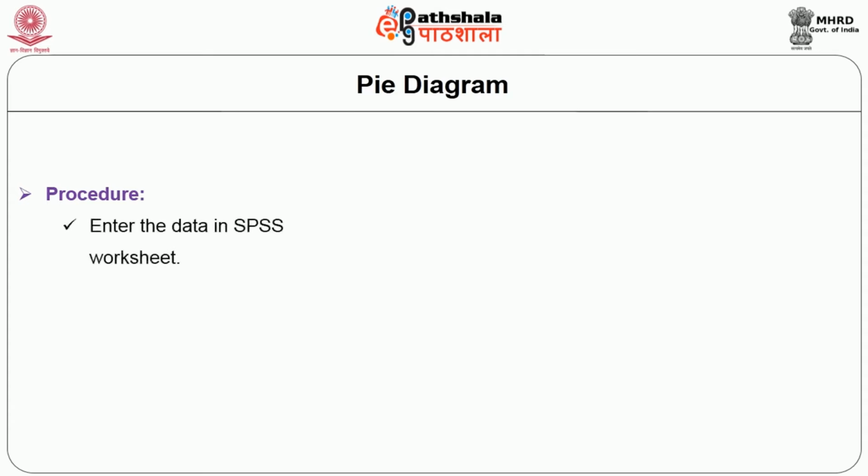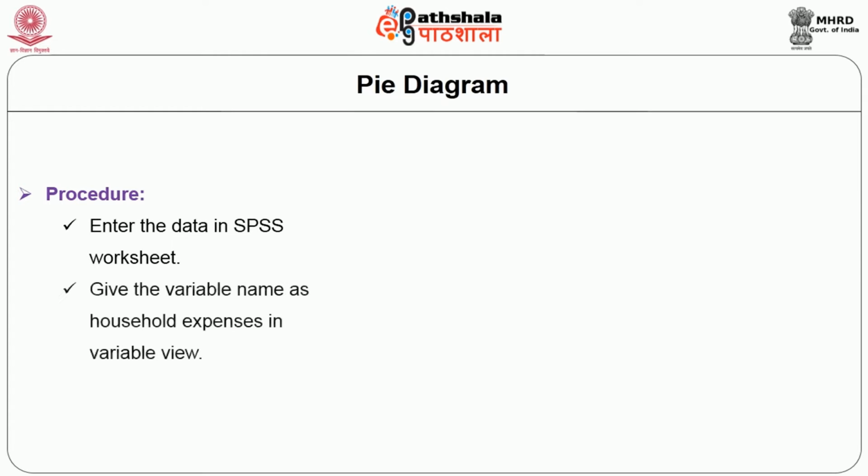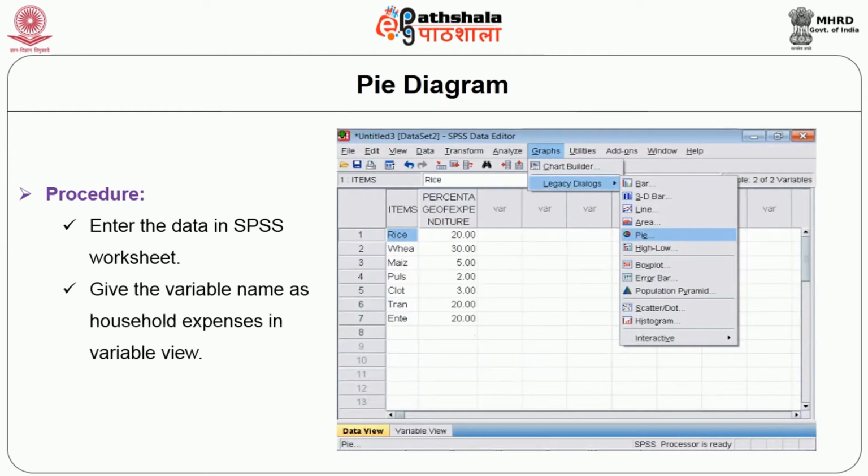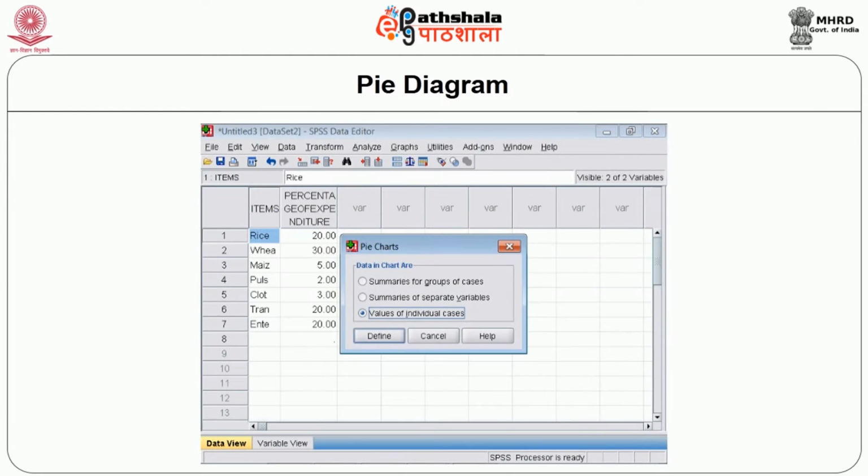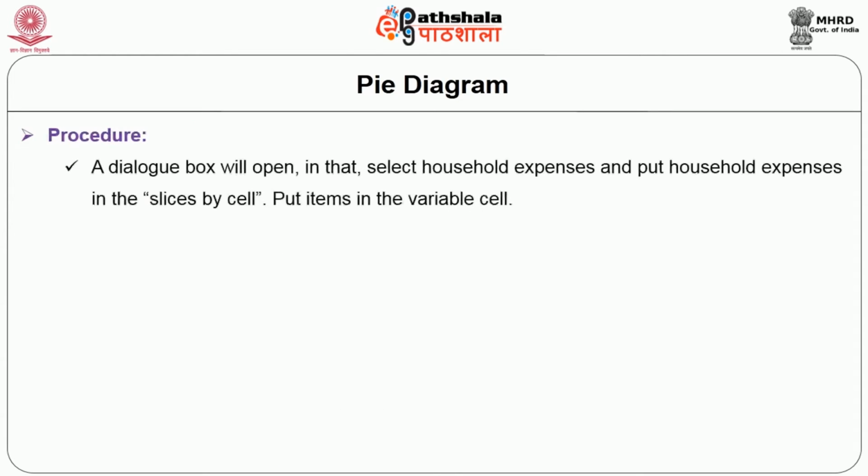Enter the data in SPSS worksheet, give the variable name as household expenditure. In variable view, go to graph, legacy dialog, and then click pie charts, and then a dialog box will open. In the dialog box, select value of individual cases, click define. Then again a dialog box will open.